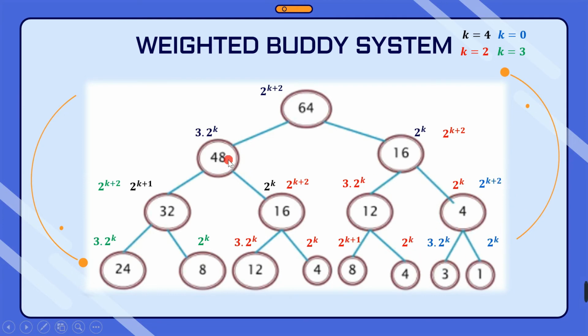To make it simple, this memory system will start with the block size 2 power k plus 2, and it will be split into 2 parts using this formula. For 3 times 2k, when we want to split, we will use 2 power k plus 1 and 2 power k. The value of k is the same as above. But for 2k, when we want to split again, we must use this formula 2k plus 2 and find the new k.